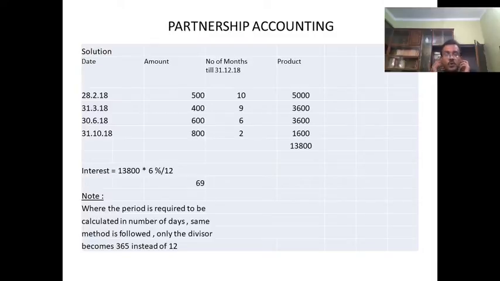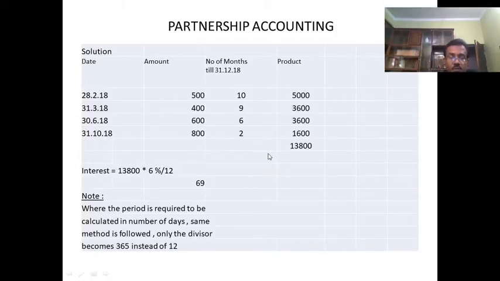So this is how we are doing. We have got the date over here, amount over here. So we look at the number of months till 31st December 2018. For 20th February 2018, the number of months involved is 10. Similarly for 31st March 18, 30th June 18 and 31st October 18, we have all these months, up to 31st December 2018. Then you calculate the product of this, 500 into 10, 5,000 and all that. So you will get a total over here.